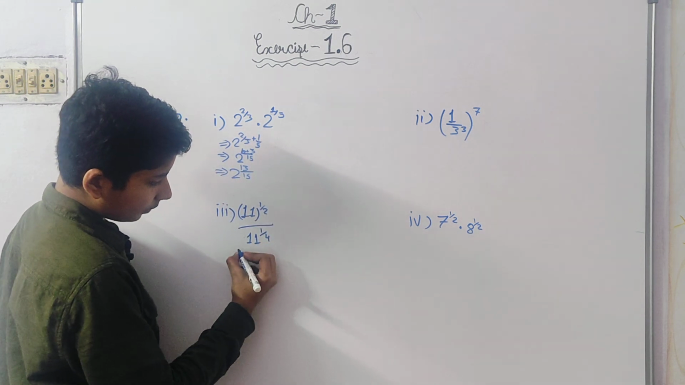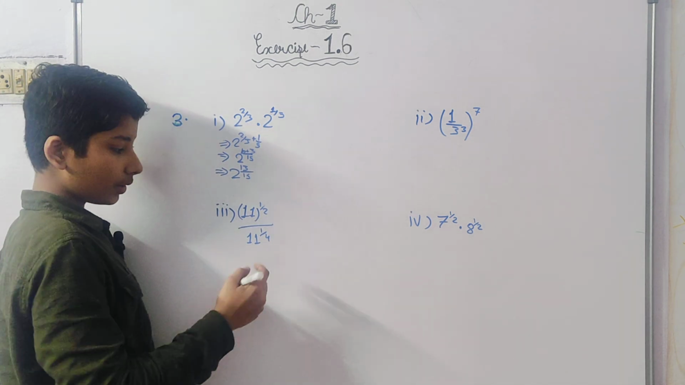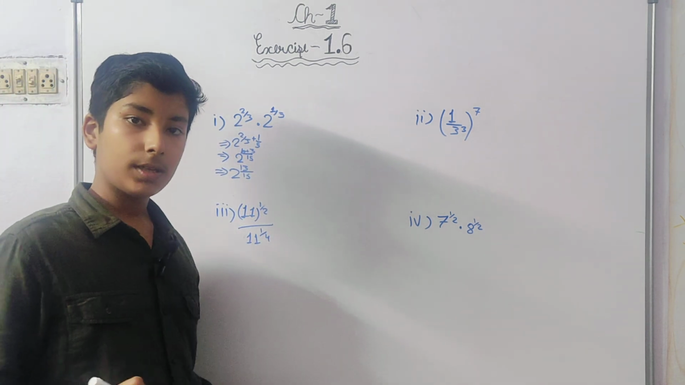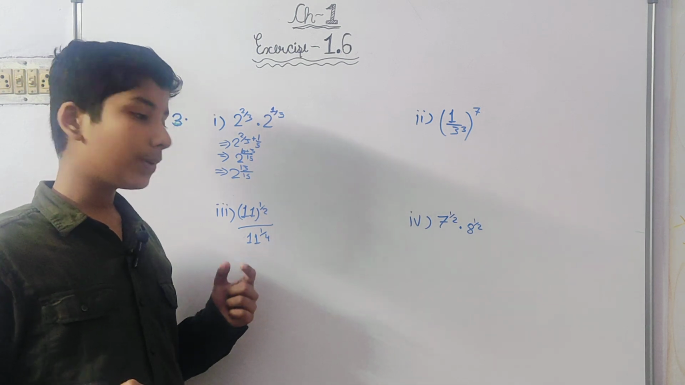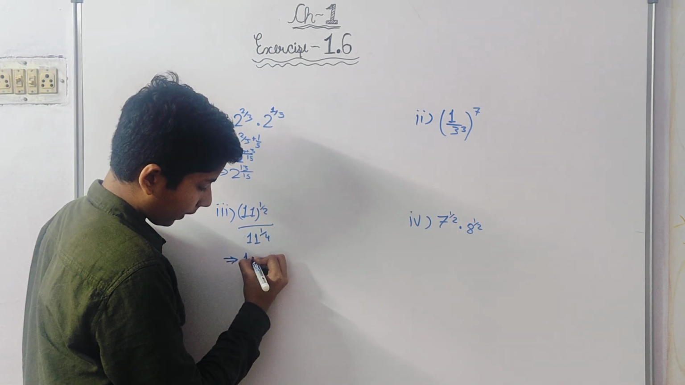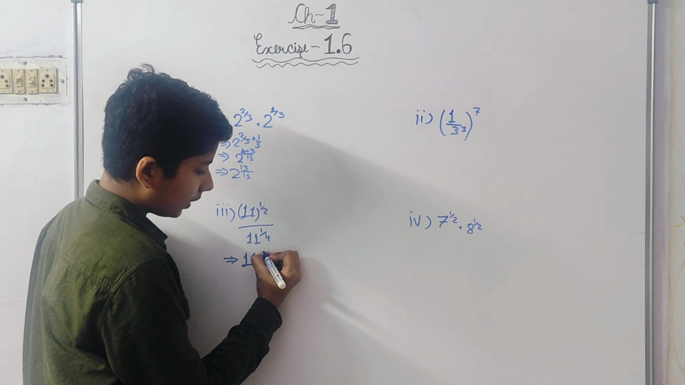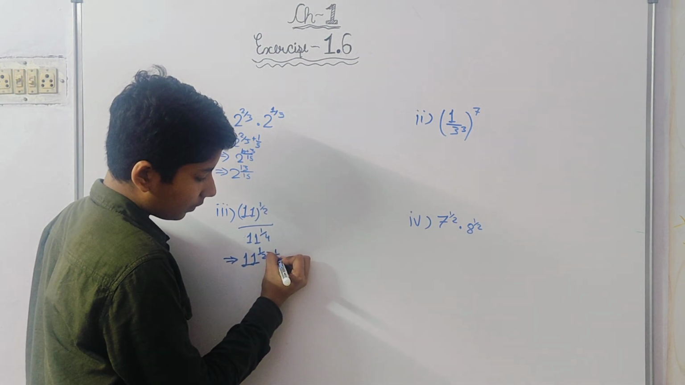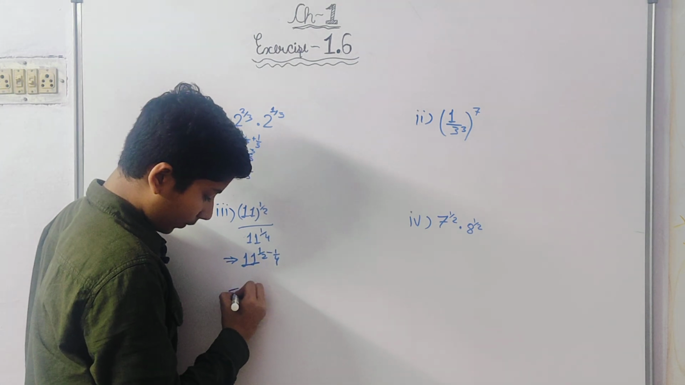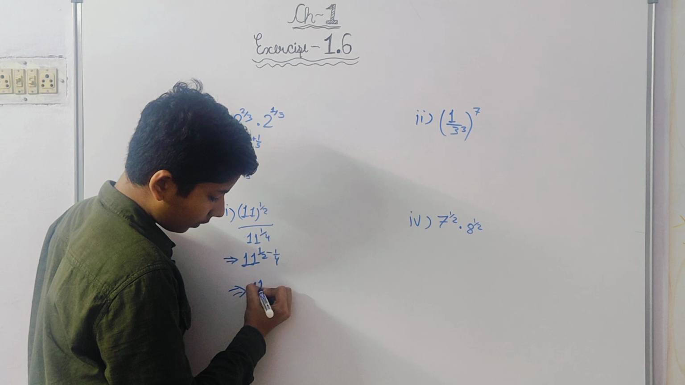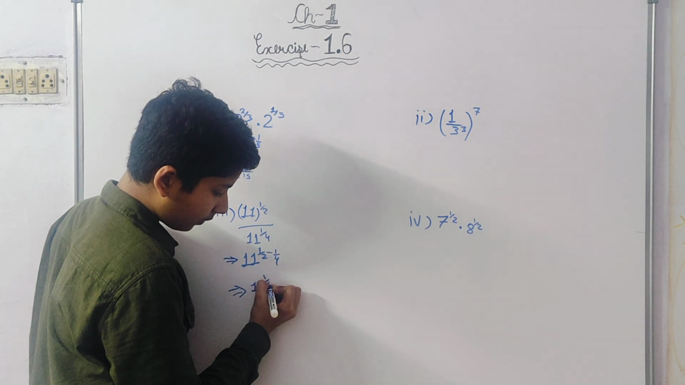Now this one, 11 to the power 1 by 2 divided by 11 to the power 1 by 4. When the divide symbol is there and the bases are the same, the powers will be subtracted. So it would be 11 to the power 1 by 2 minus 1 by 4. 1 by 2 minus 1 by 4 is 1 by 4. So 11 to the power 1 by 4.